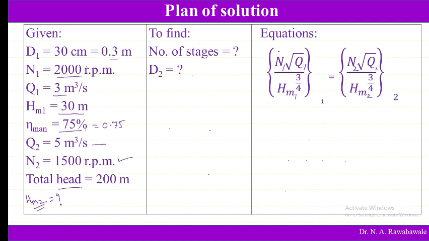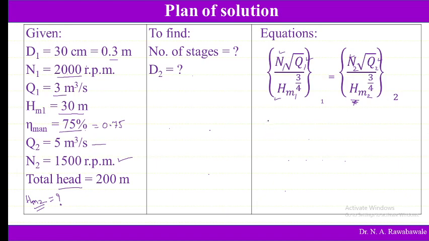So N1 is known, Q1 is known, N2 is known, Q2 is known, HM1 is known, HM2 we don't know. The head that can be developed by each stage is not known. So we have to find out HM2. So this is one thing. Then another equation that we have to use is to find the diameter.